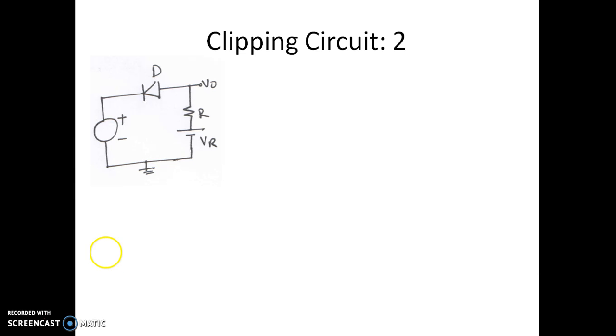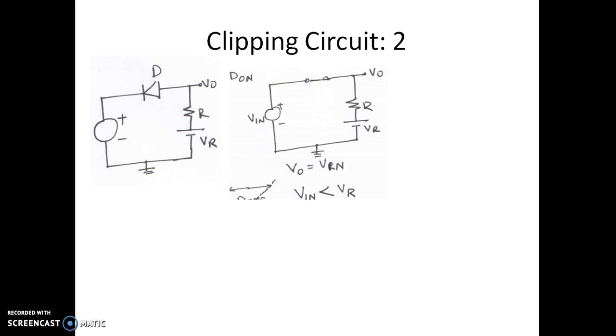Now you can see this diode is getting a positive voltage. If the input voltage is 0, it is forward biased. So let us see how the equivalent circuit of this second clipping circuit looks if the diode is on. We are writing the equivalent circuit when the diode is on. Now we are replacing this diode by a short circuit. Now this is V0.